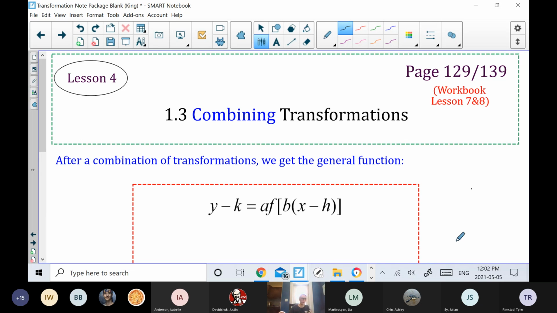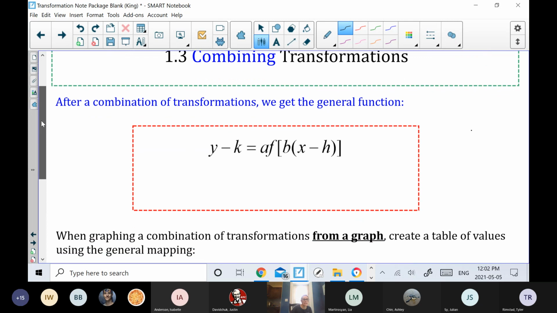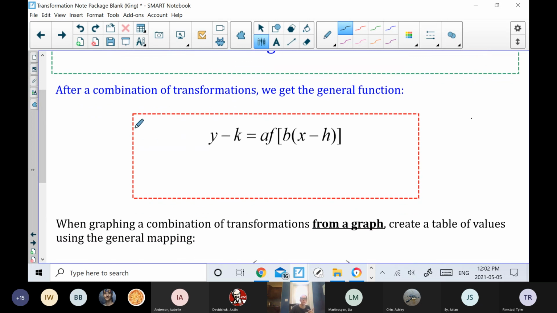Everything that we've learned in the first 6 lessons is now going to go into this lesson. We learned things piecemeal. Basically I taught you the translations first, and then we did reflections, and then we did stretches. This here is the final equation, what you would get once all transformations are done. It looks really scary, but we'll be writing this so many times that you'll see it's not bad.